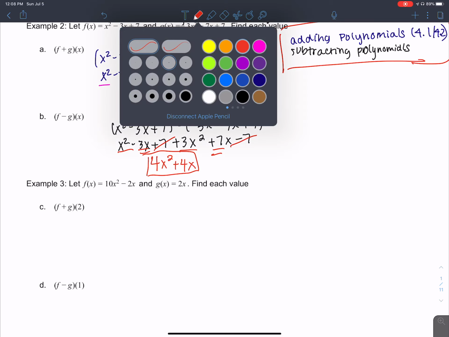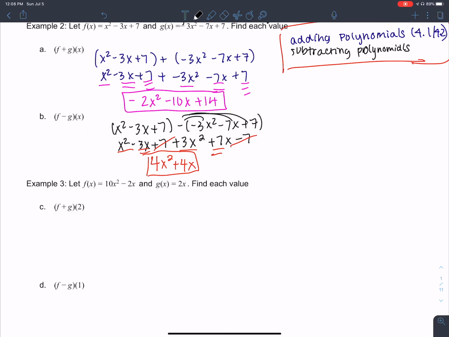So let's do it again. I want f plus g of x. So I'm going to take f of x, and I'm going to add it to g of x. Nothing crazy. If you want to do it in parentheses, just because that's how we did it, we drop the parentheses and nothing changes. And in this case, it's just going to be 10x squared.